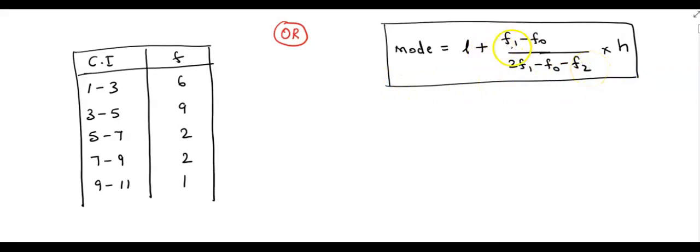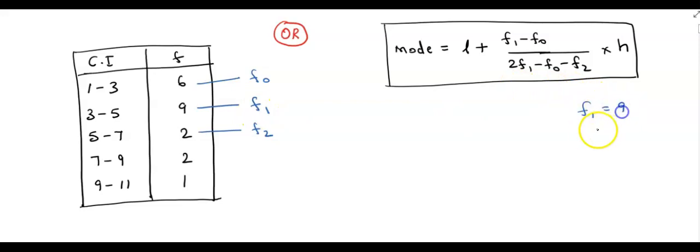Okay. First, what do we have to do? First, F1. See children, in the given values, see which frequency is bigger. 6, 9, 2, 2, 1. Which is the bigger number? 9. 9 is the biggest. So this is my F1. Before F1 what comes? That is F0. After F1 what comes? That is F2. The biggest number is F1. What is before F1 is F0. What is after F1 is F2. Now we know that F1 is equal to 9, F0 is equal to 6, F2 is equal to 2.